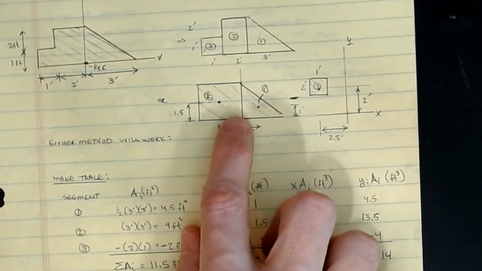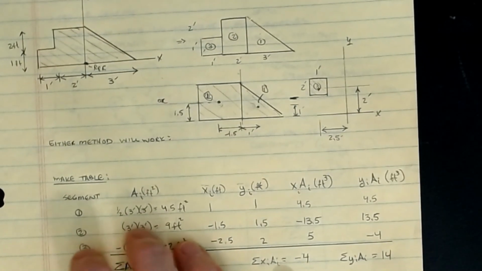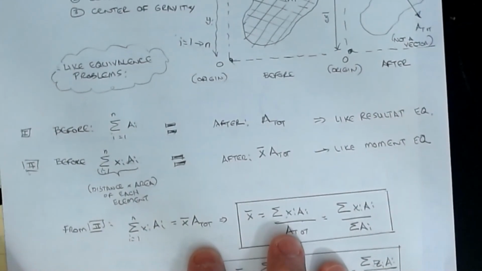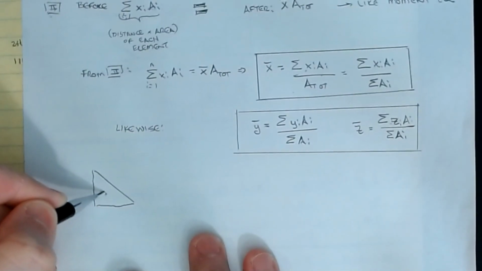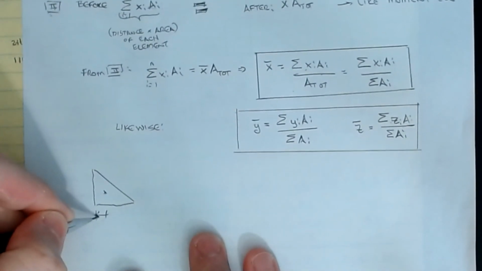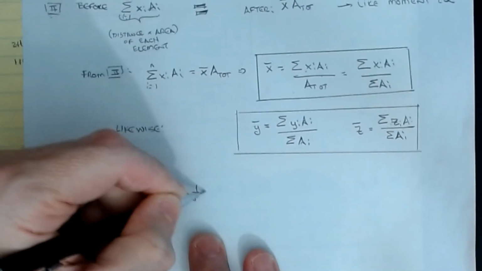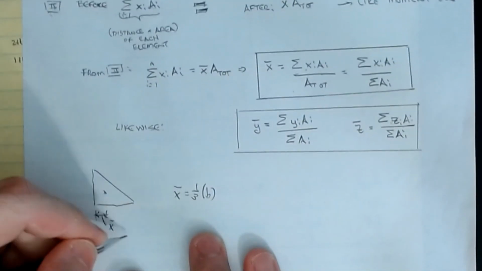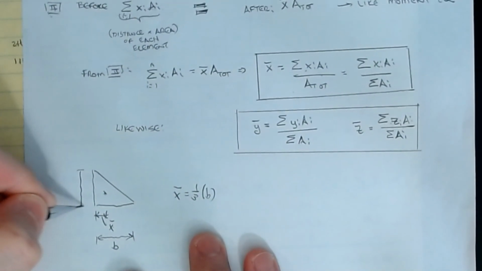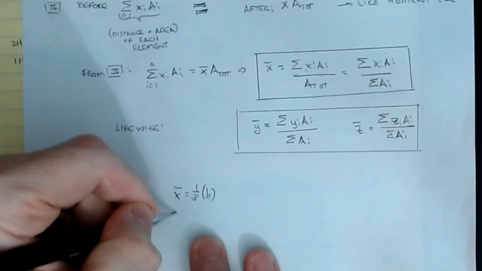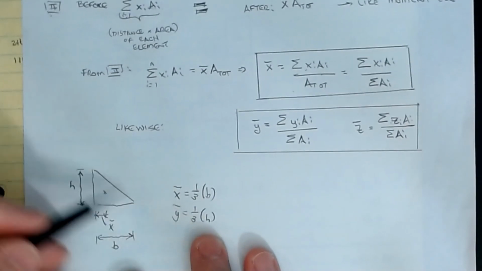And the answer is, well, we know that the centroid of a triangle, we'll write this down, if I have a triangular shape here, the x bar distance from the high end is 1/3 of the base dimension, where the base dimension is going to be this guy. If I call the height this one, then y bar is 1/3 of the height. Now the triangle has to be oriented exactly like that.